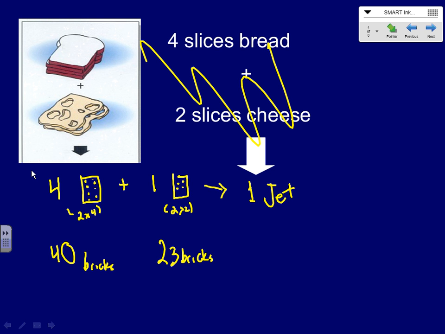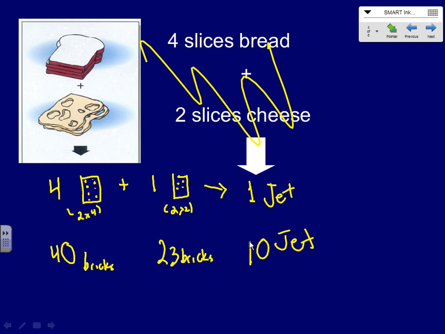Yeah, because the 2x4 bricks are limiting. We're going to run out of the 2x4 bricks if we were to build jets for every one of these, and that's what I'm trying to illustrate here. Very straightforward. All right, so we're going to end up being able to make 10 fighter jets, 10 jets.